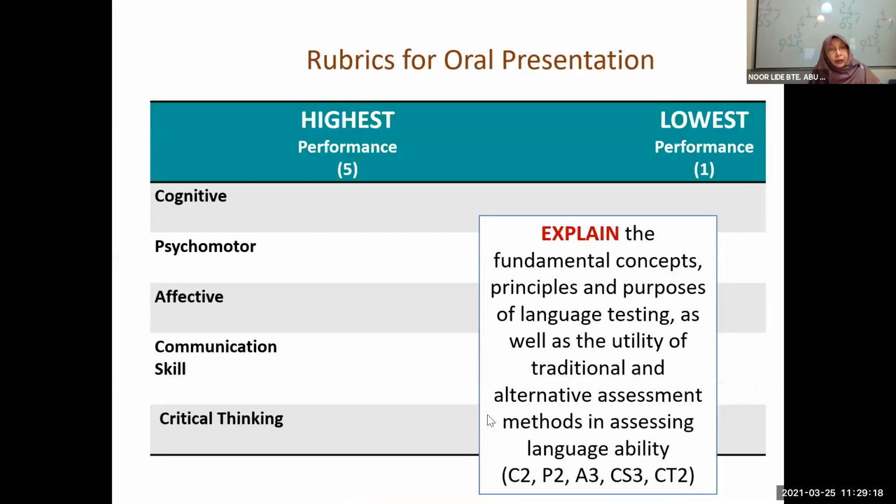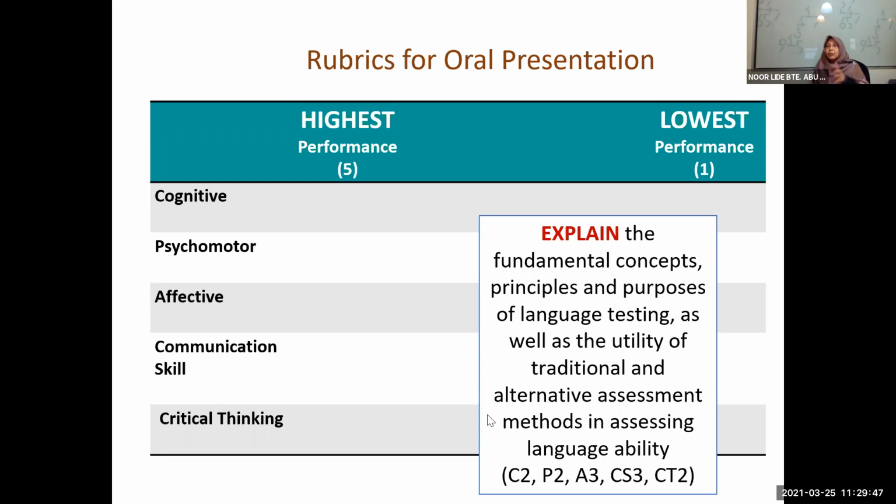Okay, so in the scoring rubrics, you have to make sure that you have the cognitive aspect. Maybe the psychomotor is actually the actual presentation. That means, you know, ease of presentation, and then you talk about the actual work that they did with the slides and all those things, and then the communication skill, the critical thinking skill. So these are the elements that you need to have.